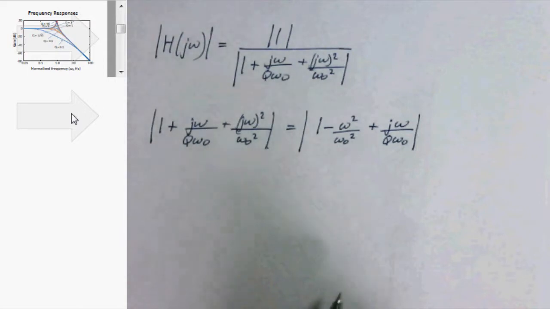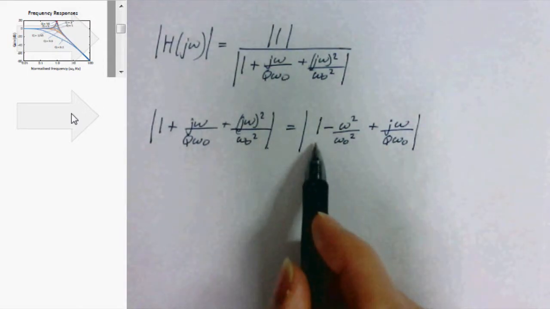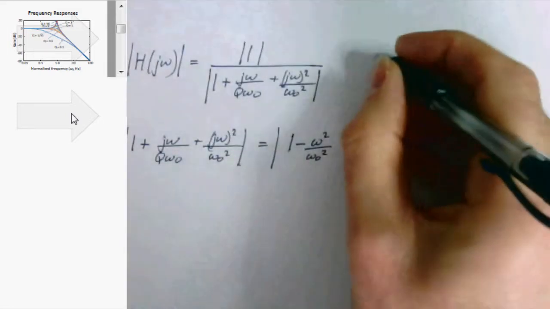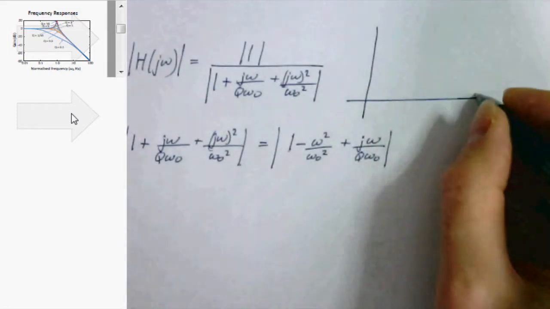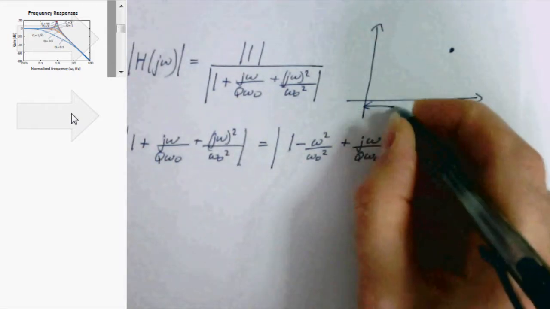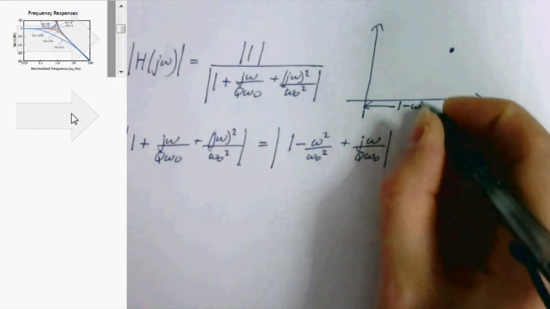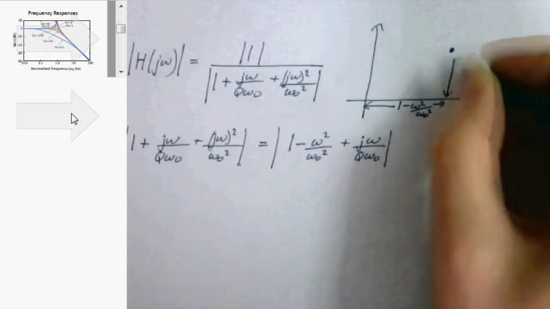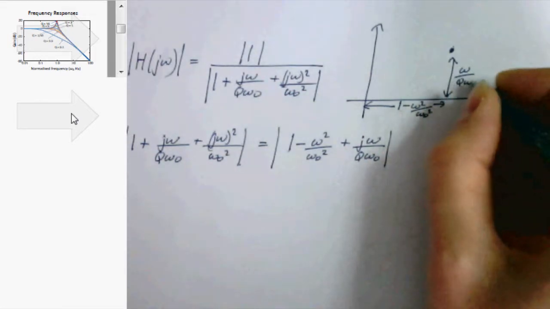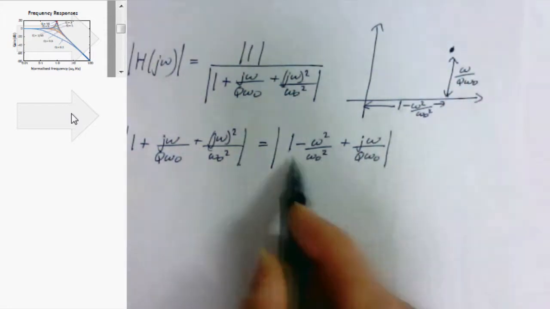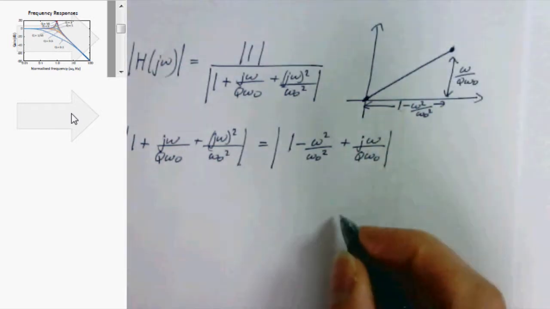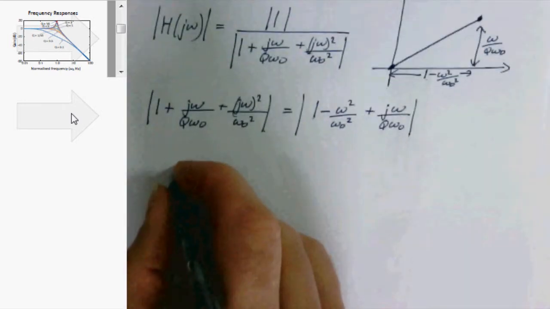And now Pythagoras could come to our aid and give us an expression for the magnitude of this complex expression. If I were to plot it on an Argand diagram, I would get something like a point there, where the distance along the real axis is the real term, and the imaginary component, the distance from the real axis, is omega over Q omega naught. And that would be this term. The magnitude of this term is the length of that line, and Pythagoras will give us an expression for that.